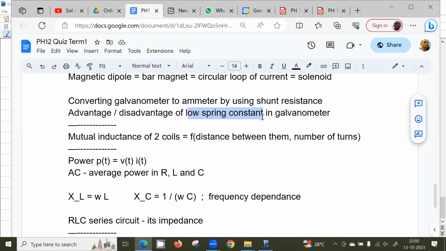In some sense, if the spring constant is low, it's sensitive, so it can measure small currents, but it's not useful for measuring large currents because the spring will get fully wound and it may damage the instrument also.